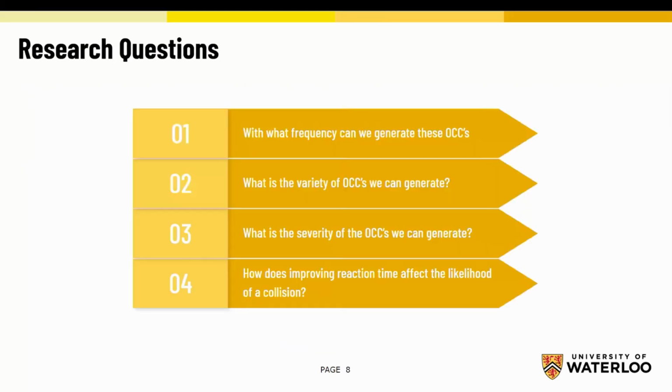The research questions we're interested in are mostly based around how good our generators are. With what frequency can we generate these OCCs? If we can only generate one, then we might as well do it by hand.